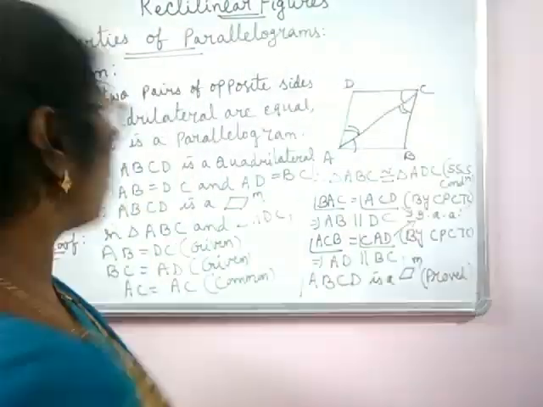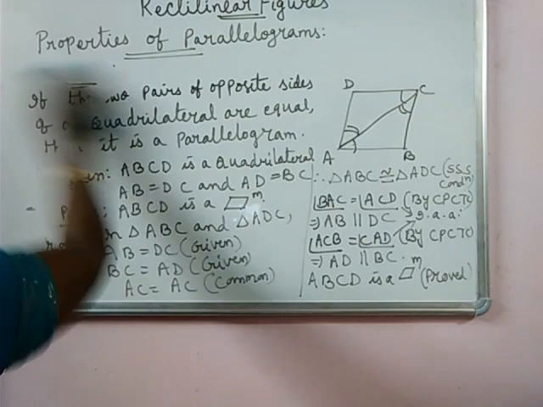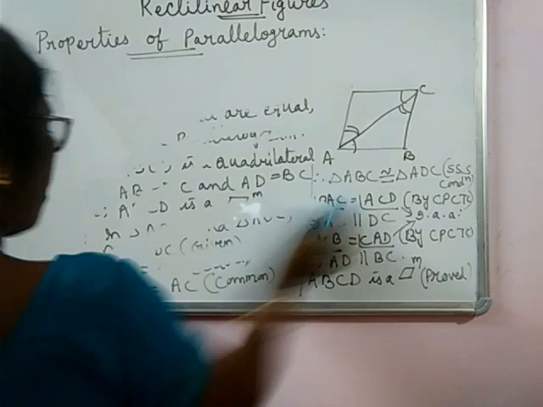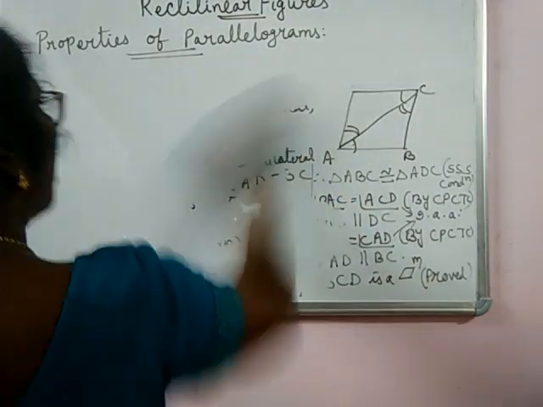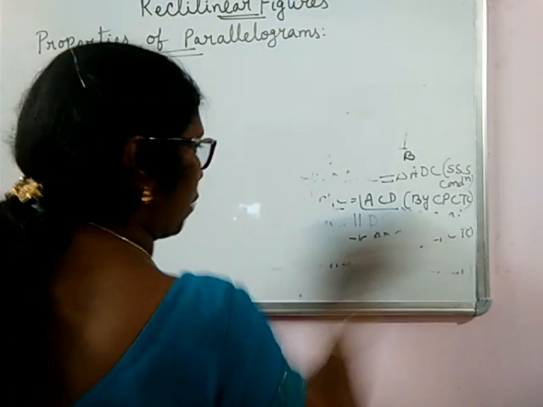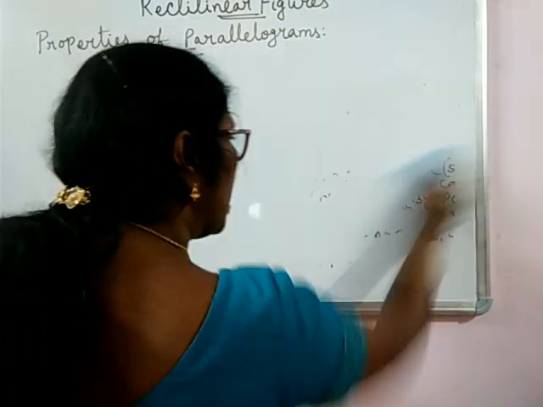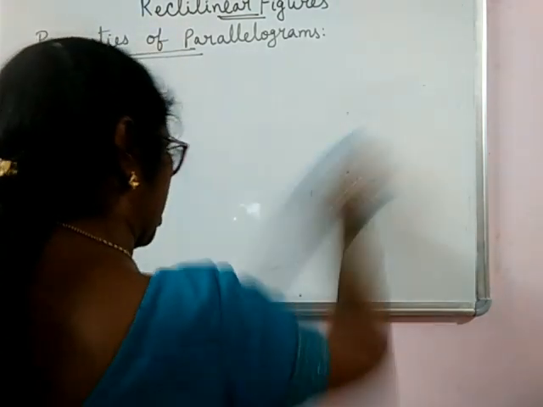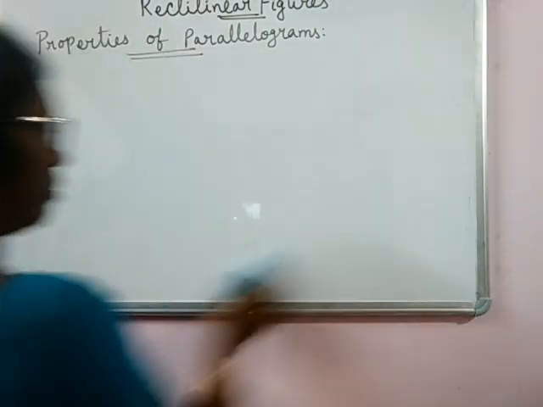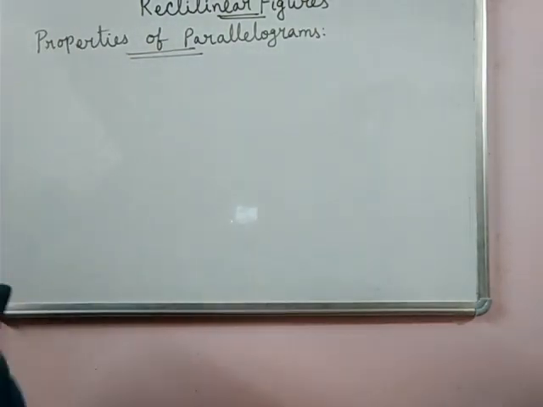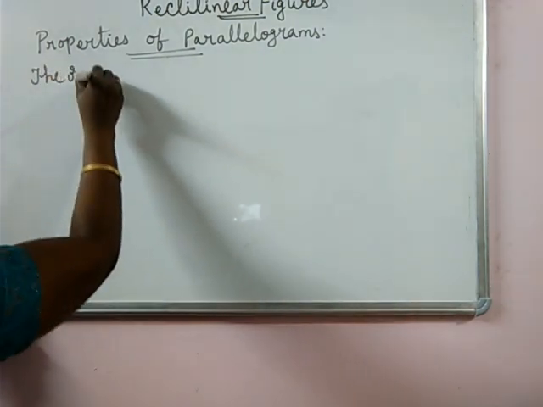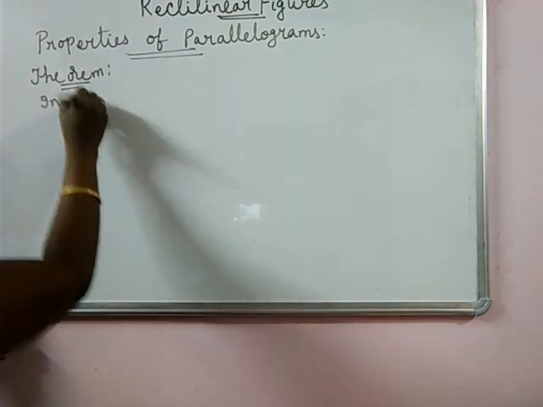Now, in a parallelogram, opposite angles are equal. Already you have learnt in a parallelogram opposite sides are equal. Same way, make the triangles congruent by CPCTC. You can make the angles equal. In a parallelogram, opposite angles are equal. That is the theorem. And one more way also you can make. That one I will explain you.